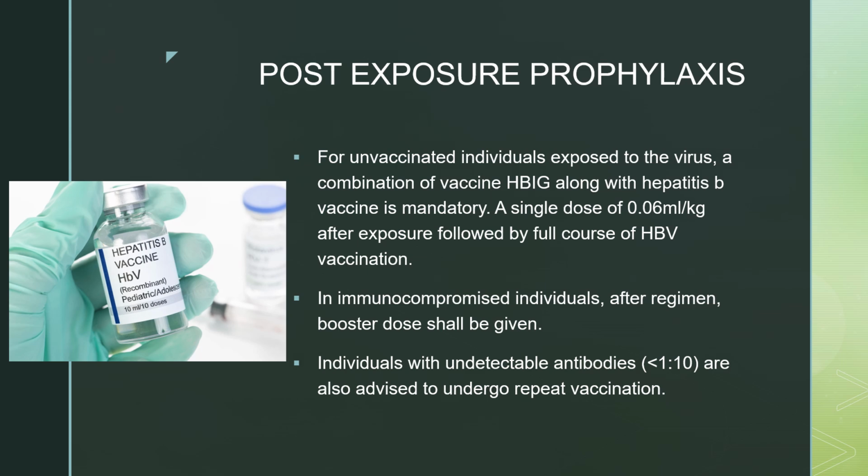So, what are the doses? We would be giving an HBIG single dose of 0.06 ml per kg after the exposure. However, we would continue a full course of the hepatitis B vaccine. In immunocompromised individuals, after the regimen, we would give them the booster dose. And individuals with undetectable antibodies, that is less than 1:10 ratio, are also advised to undergo repeat vaccination in order to prevent re-exposure to hepatitis B.